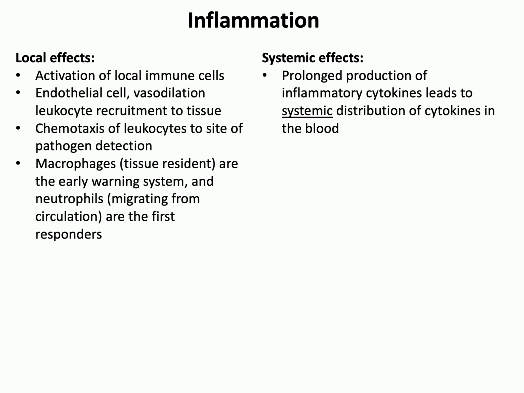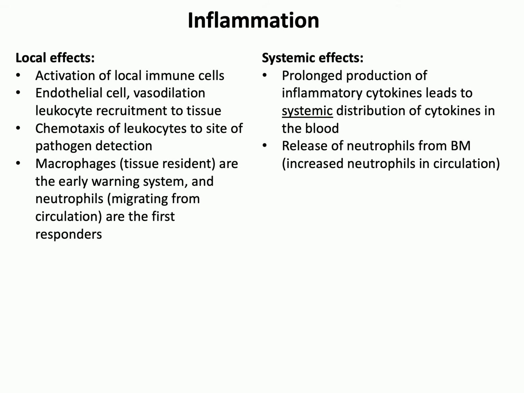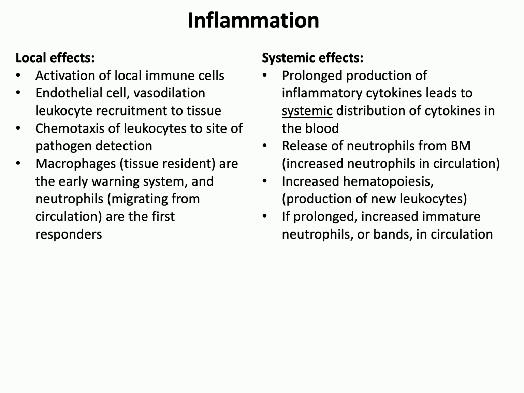When inflammation is systemic, this is because of the prolonged production of inflammatory cytokines and their systemic distribution in the blood. One of the things that can happen is this leads to release of neutrophils from the bone marrow so that there's increased neutrophils in circulation. So if you have somebody that has systemic inflammation and you do a CBC, they should have increased neutrophils. They may also have increased neutrophils because systemic inflammation leads to increased hematopoiesis, or the production of new leukocytes in the bone marrow. If prolonged, the systemic inflammation can also lead to the entry of immature neutrophils or bands into circulation. This is a sign of particularly prolonged systemic inflammation.